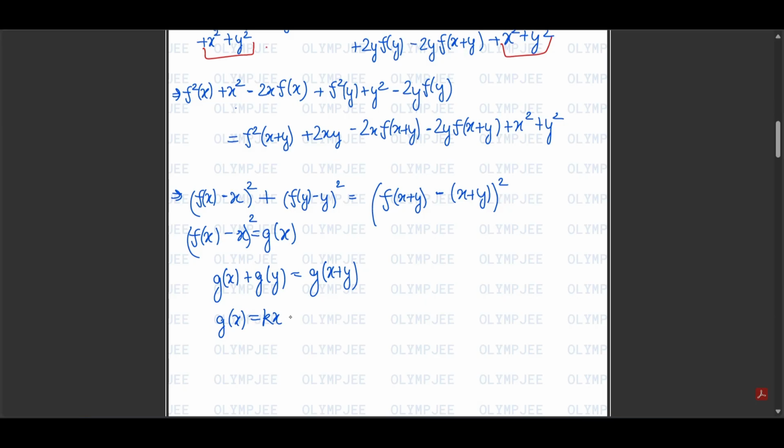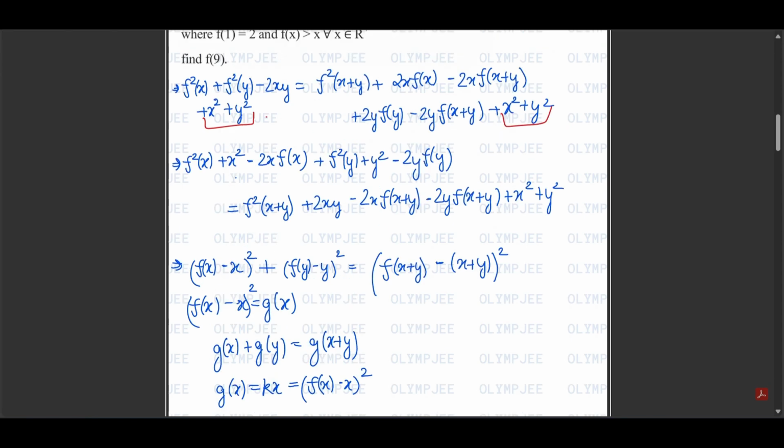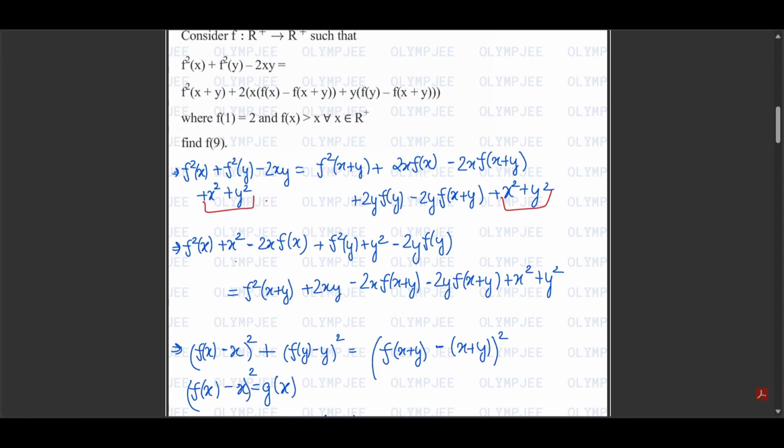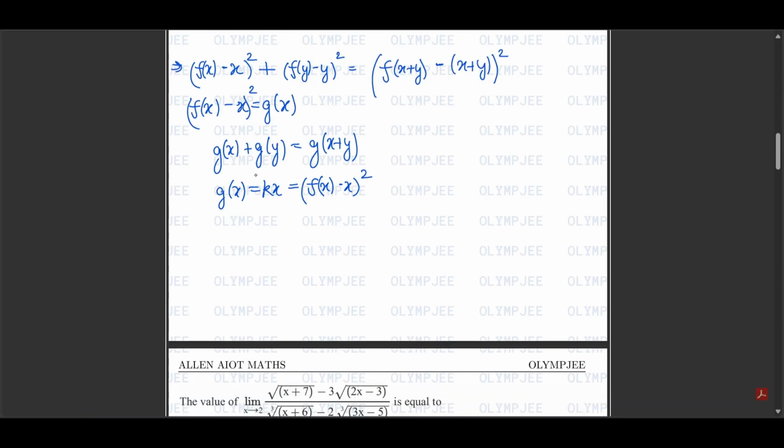So kx is equal to f(x) minus x whole square, because that is what g(x) was. In such types of questions we need to put in the initial values. So f(1) is given as 2. If we put x as 1, then this should be 2. So k multiplied by 1 is equal to 2 minus 1 whole square, so this will be 1. This gives us k is equal to 1, right?